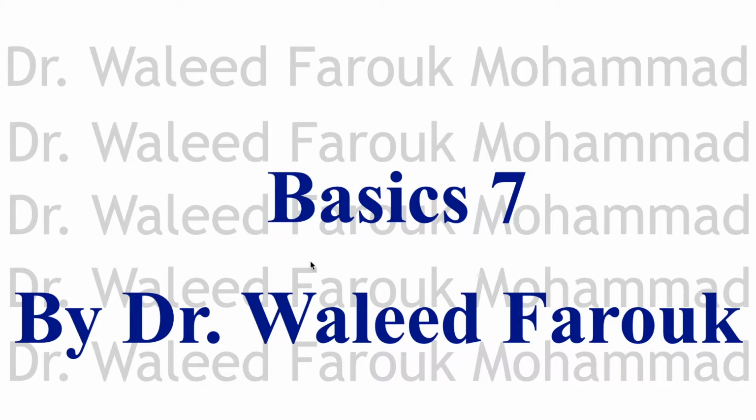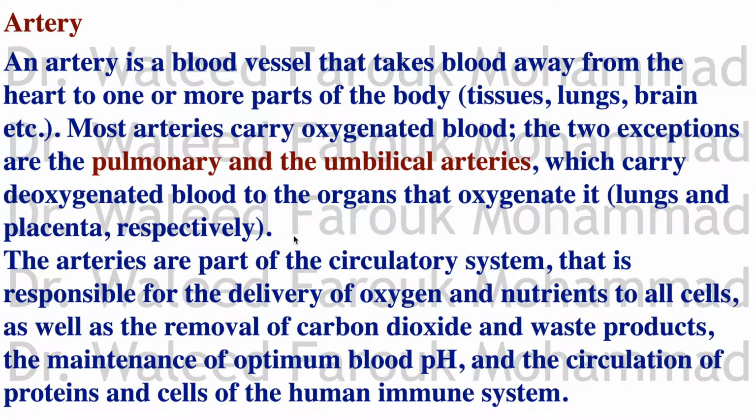We're still in the cardiovascular system, so let's begin. The artery, of course, is a blood vessel that takes the blood away from the heart to distribute blood to all the tissues of the body and organs of the body, like the lungs, the brain, and whatever organs there are. And they carry oxygenated blood and nutrients.